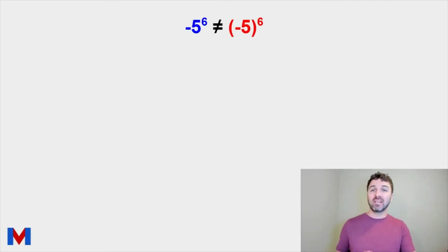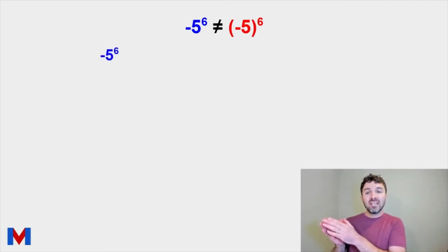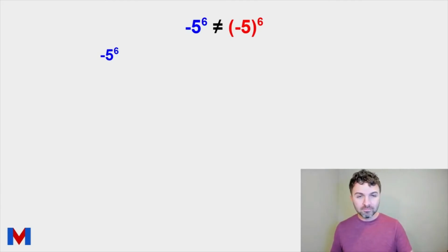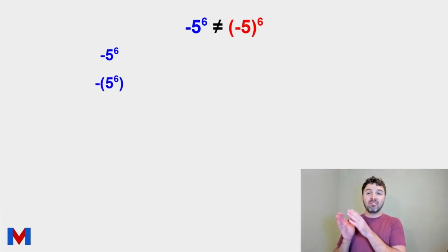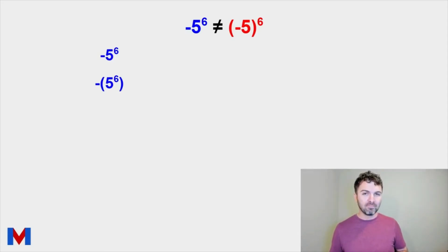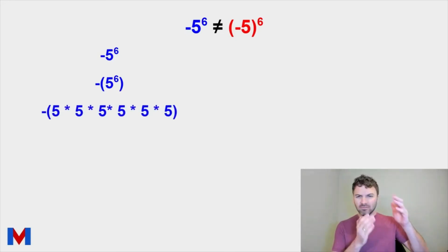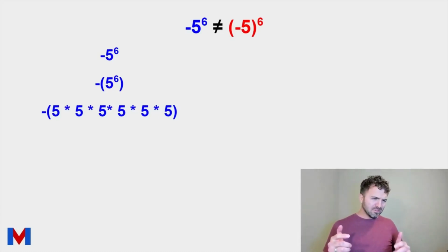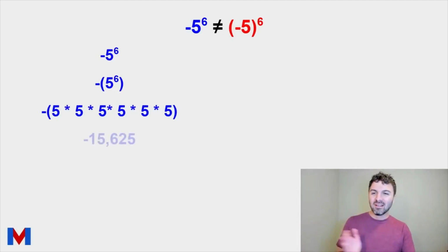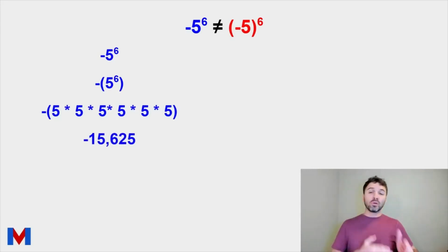So what's actually being said here? This is saying we have negative 5 to the 6th power, which is saying you have the negative of 5 to the 6th power. It's that 5 that gets the 6th exponent, because realize that 5 is kind of inside its own little parentheses, and then 6 is outside of that. So we have the negative of 5 times 5 times 5 times 5 times 5 times 5, which is negative 15,625.